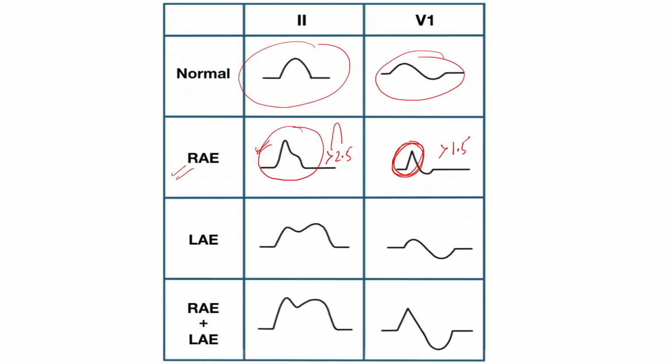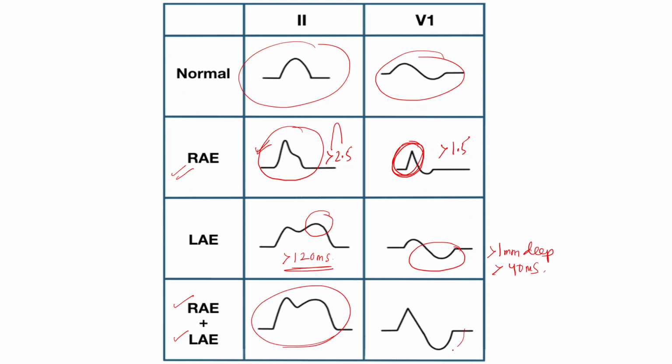For left atrial enlargement, I told the second part will be affected and it will cause a bifid P wave. Here the duration will be more than 120 milliseconds. And in lead V1, the second part will be affected. Here it will be more than 1 millimeter deep, and more than 40 milliseconds wide. If there is both right atrial and left atrial enlargement, you will get a combined picture of both.